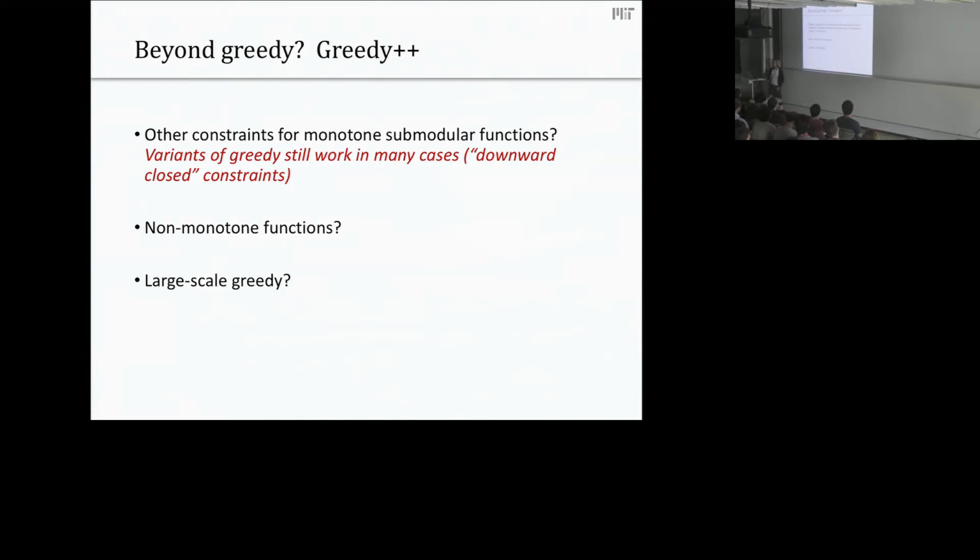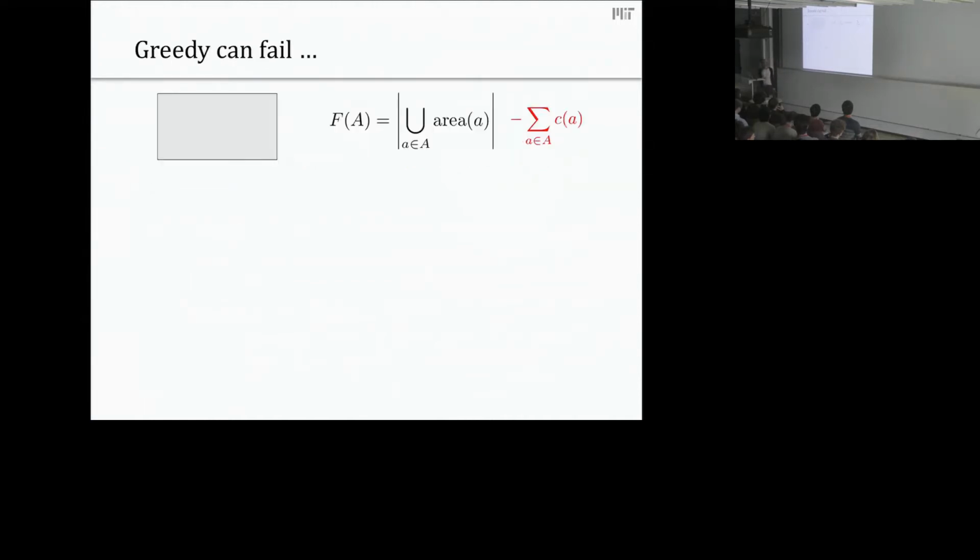So the second question is, what if I lose the monotonicity of my function? So now I have a function that's submodular, but it can decrease as I add more items. What happens if I run the greedy algorithm on this thing? Here's an example. I took my coverage function again, and what I did is I subtracted the cost of my items. Say every sensor has a cost, and my total utility is the area that I covered minus the cost, because I also don't want to spend too much. So I want to trade off these.